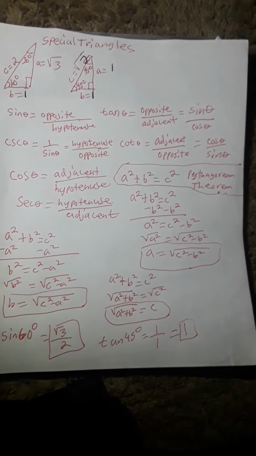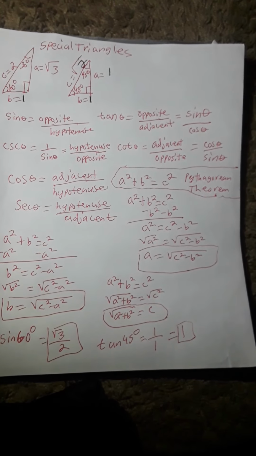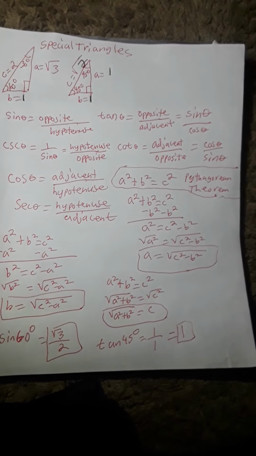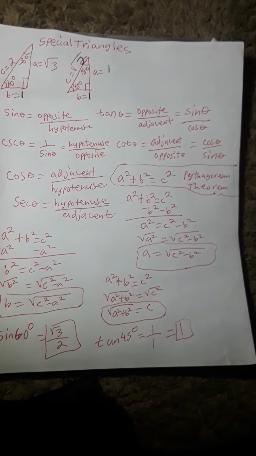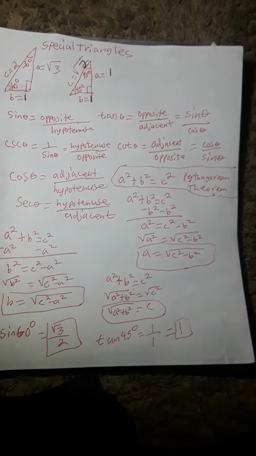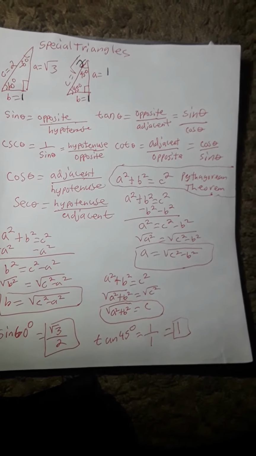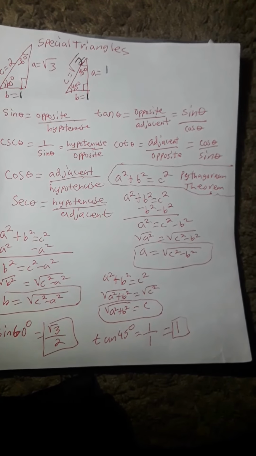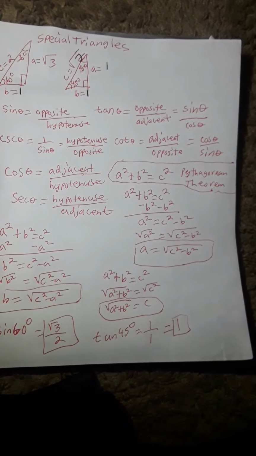Cosine theta is equal to the adjacent over the hypotenuse. Secant theta is equal to the hypotenuse over adjacent, or it could be 1 over cosine theta as well.